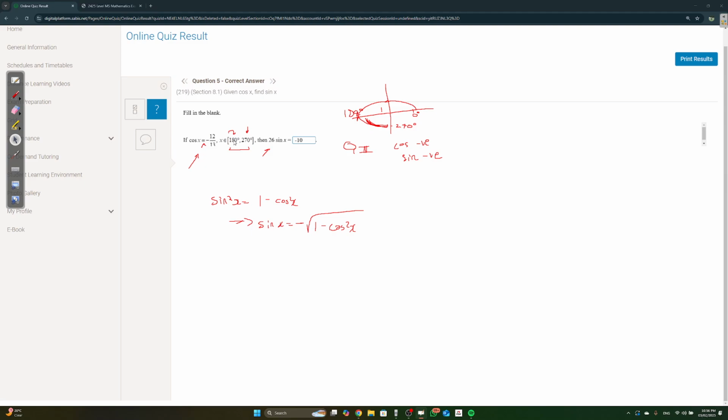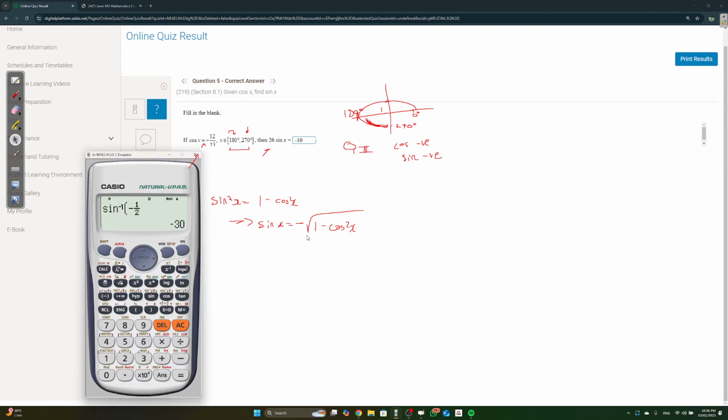Why? Look at between 180 and 270. You need to know that that means sine is negative. So sine x is going to be square root 1 minus cosine squared x. Square root 1 minus cosine squared, so negative 12 over 13 squared. 5 over 13. They're saying this times 26. And remember, the answer needs to be negative. So let me just make it times negative 26 actually. You can get negative 10. Why did I get positive? Because when I took the square root, I forgot to put the negative outside. And don't make that mistake, okay?